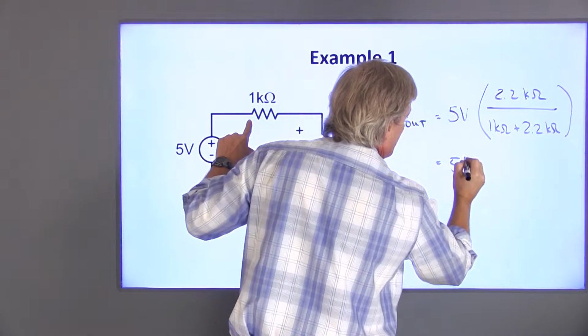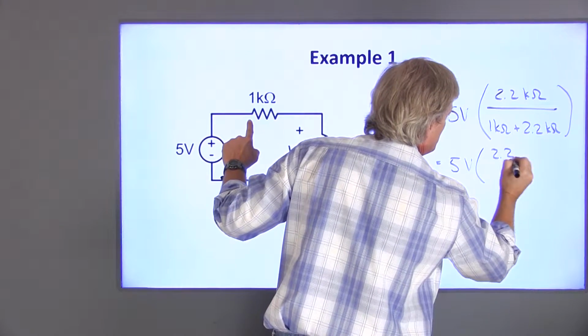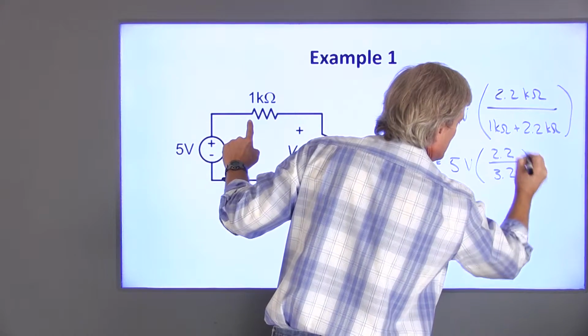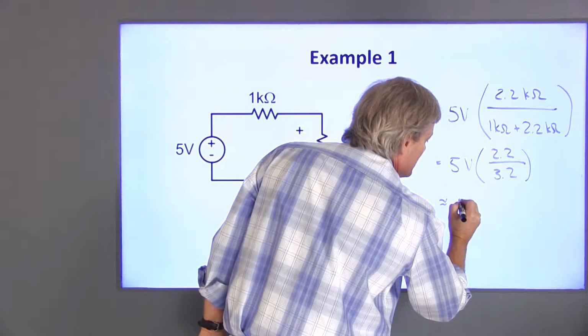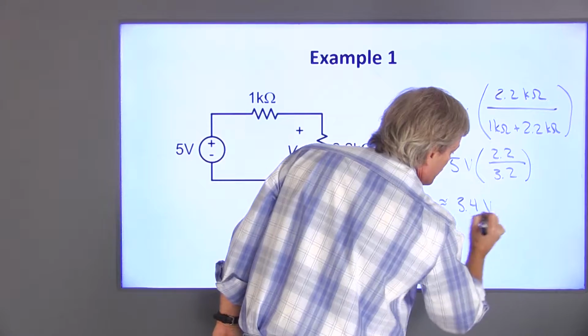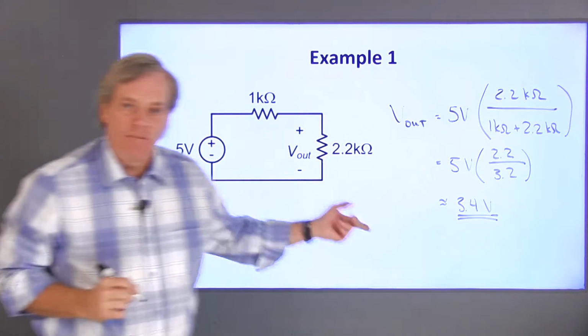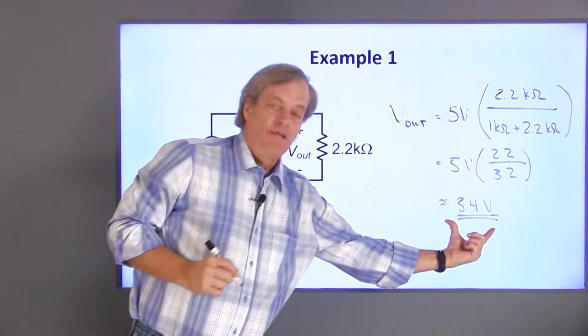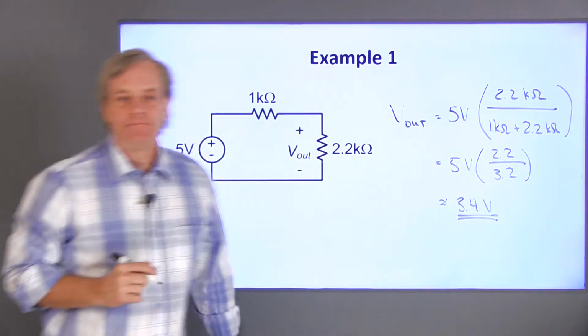This turns out to be 5 volts times 2.2 over 3.2. Numerically, that turns out to be approximately 3.4 volts. Now let's wire up this circuit, make the measurement, and see if it matches our expectations.